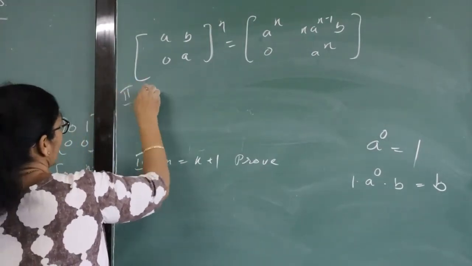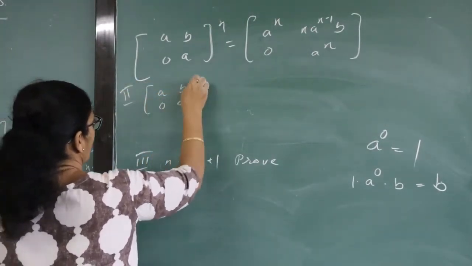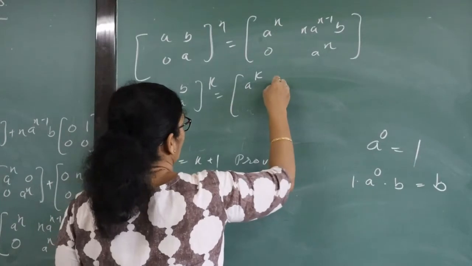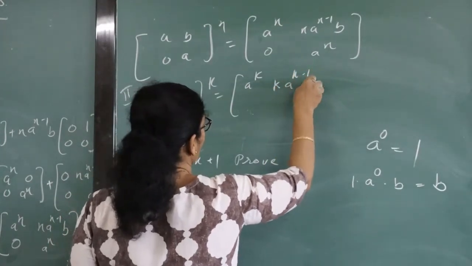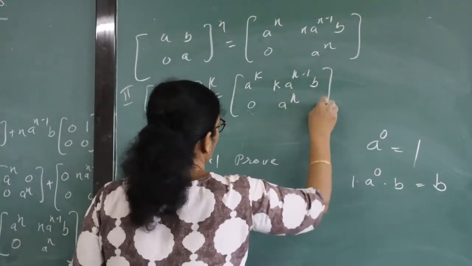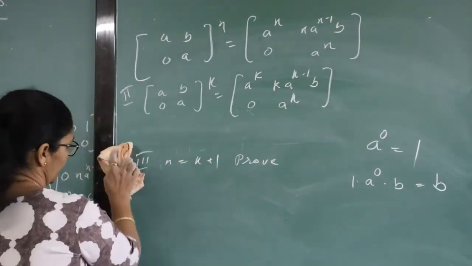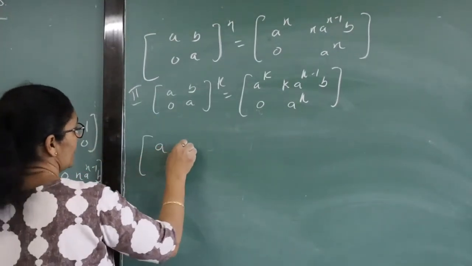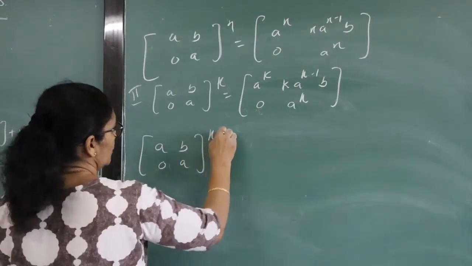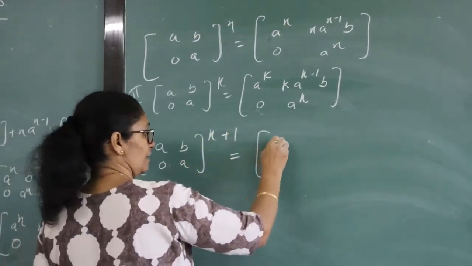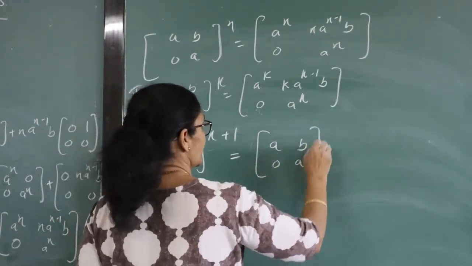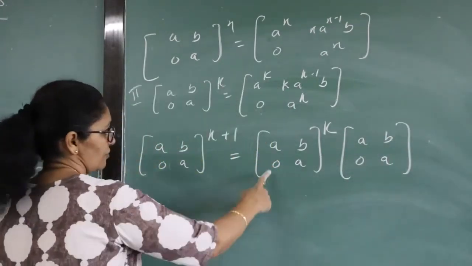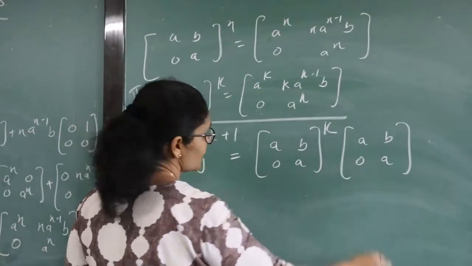We write the second step: [a b; 0 a] to the power k equals [a^k, k a^(k-1) b; 0, a^k]. Now we will prove it for k plus 1. Let's start with k plus 1. So we write [a b; 0 a] raised to k plus 1. Now we can split this term as [a b; 0 a] to the power k into [a b; 0 a]. In place of this k power, we have assumed this result.